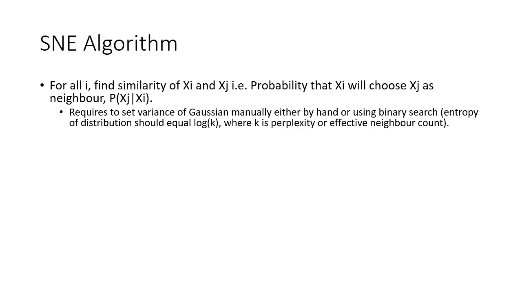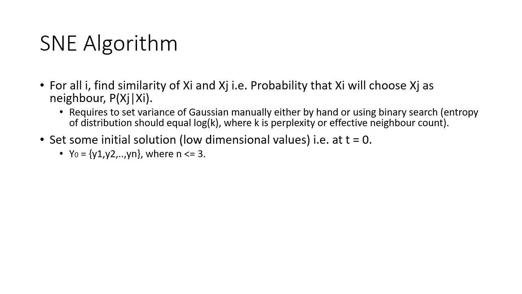and where this k is the perplexity or effective neighbor count. So you choose a value for perplexity, for example 10, and you can choose a range for binary search, for example between 1 and 1000, and then you compute the midpoint, which is around 500, and you calculate this p of xj given xi using this 500 as standard deviation, and then you find the perplexity using its formula and see if it matches the chosen value for perplexity.